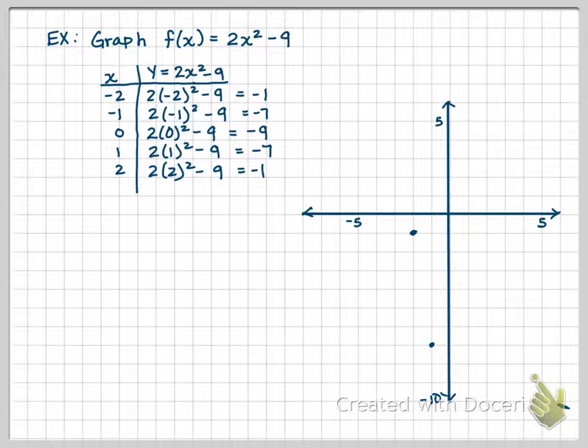When x is 0, y is negative 9. When x is 1, y is negative 7. And when x is 2, y is negative 1. So that gives me those 5 points. And you can already see there's nothing really linear about this, right? Because the points aren't separated by the same distance. It gets steeper as it goes.